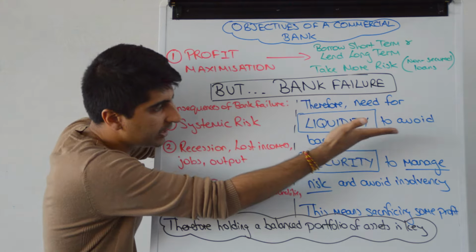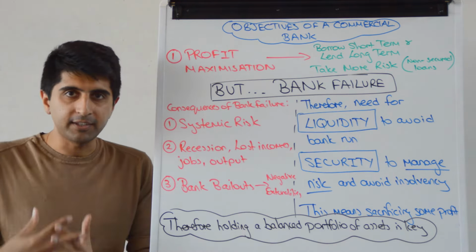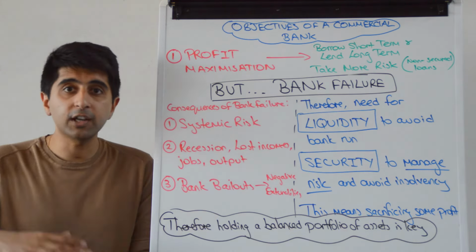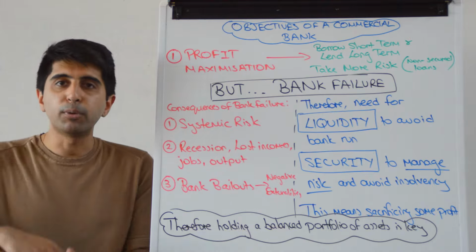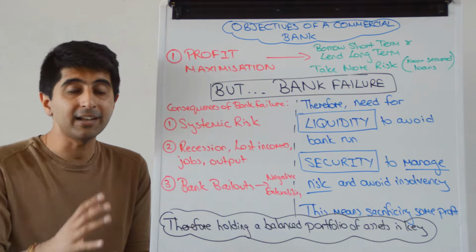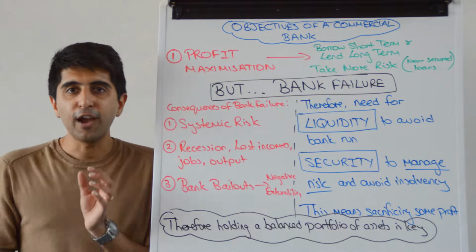Therefore, having enough liquidity and being secure enough with the loans that you offer is in the bank's best interest, and that means sacrificing a bit of profit. And that means the conclusion is that for a commercial bank, having balance in the portfolio of assets that they hold is in the best long-term interest of the bank, but also is in the best long-term interest of society, given these consequences of bank failure.